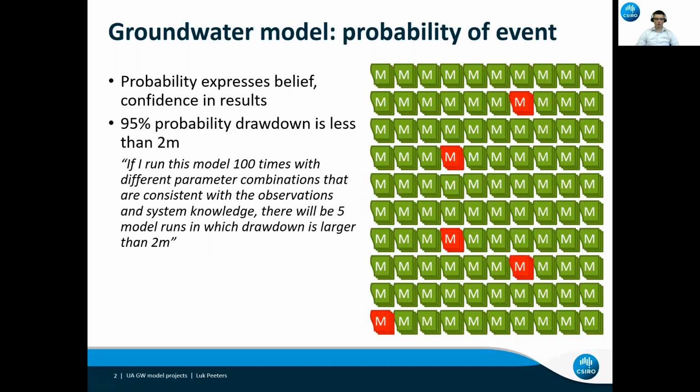And that's pretty much what I try to visualize here. If you've got 100 model runs, 5 of them will have results in excess of that threshold. Now, how do you use that kind of information in groundwater management?